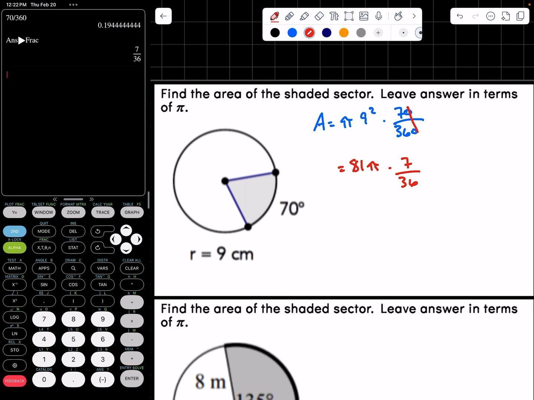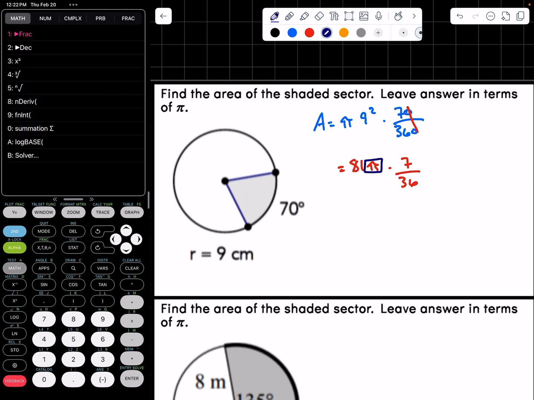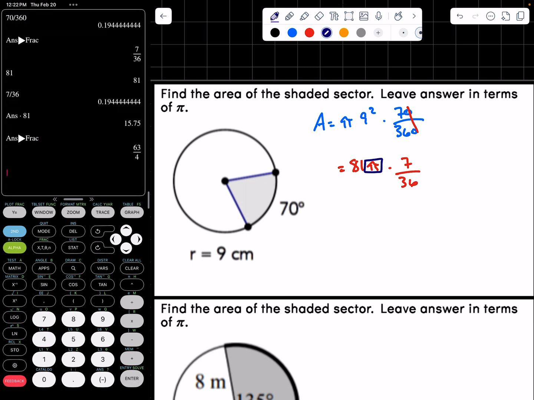We want to leave our answer in terms of pi, so we are going to leave this pi alone. So we're basically just going to take this, multiply it by 81. So we had 7 divided by 36 times 81, math frac. That's going to be 63 over 4, which means there's a common factor. 81 and 36 can both be divided by 9, but we can let our calculator do that work and end up with 63 pi over 4 centimeters squared, would be my answer for that area.